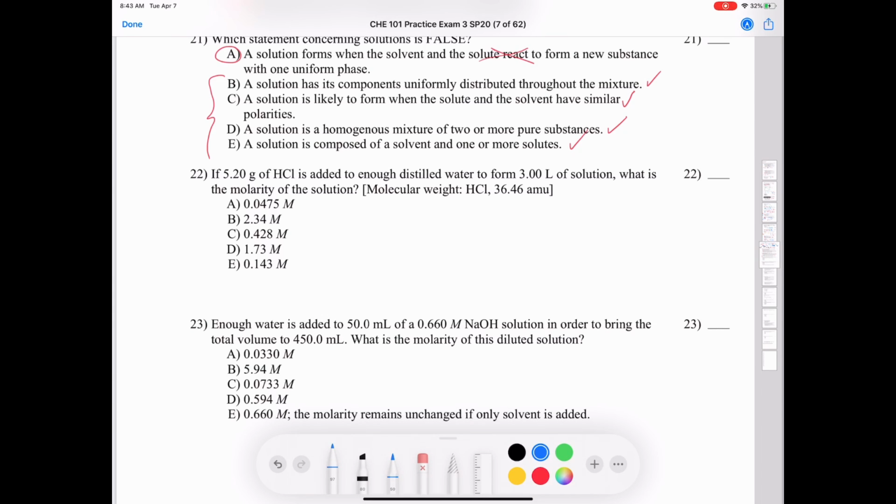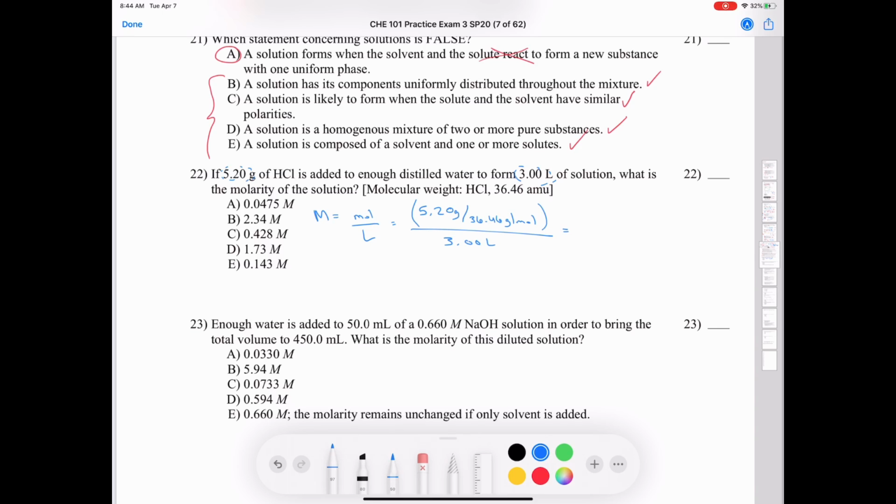Question 22. It says if I have 5.20 grams of HCl and I add it to enough distilled water to form 3 liters of a solution, what is the molarity of the solution? You might remember the formula for molarity: molarity is the number of moles divided by the volume in liters. I'm given the mass of HCl, but all I have to do is go to the periodic table to determine the molecular weight of HCl. So for the number of moles of HCl, I'm going to plug in my 5.20 grams and divide that by the molar mass of HCl, which is 36.46 grams per mole.